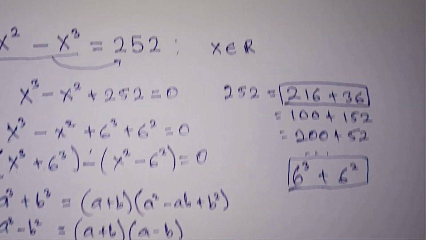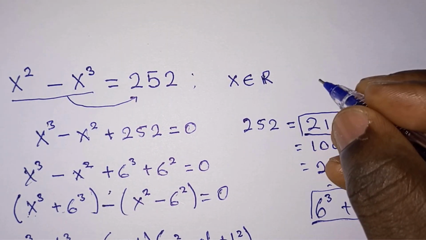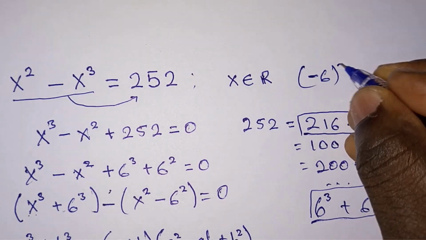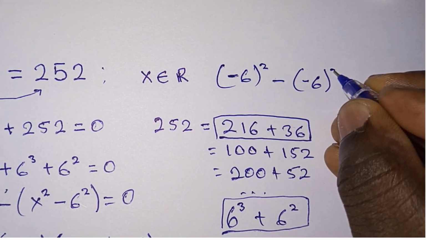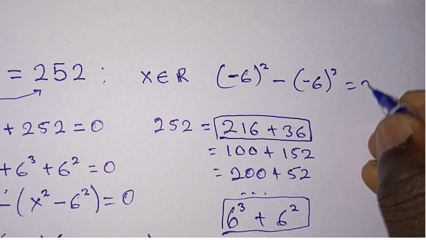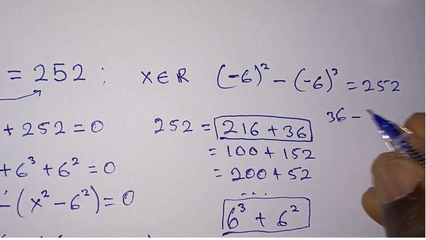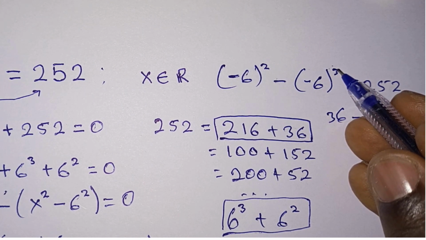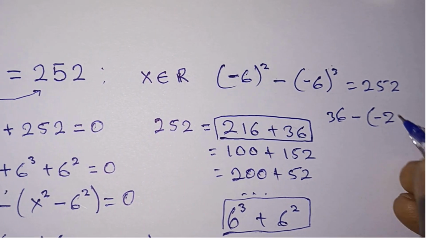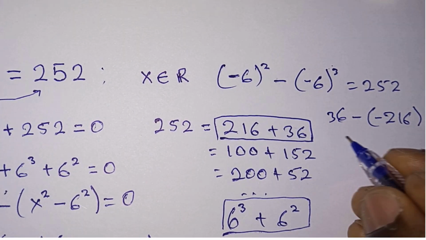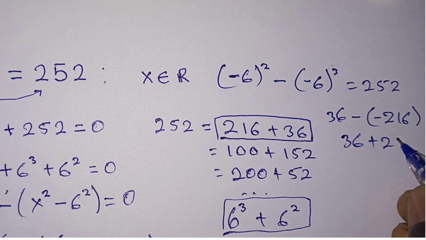So let's go ahead and then put negative 6 into the original equation over here. So we have negative 6 to the second power minus negative 6 to the third power. And this must be 252. Negative 6 squared is 36 minus, because the power over here is an odd number, it means we will still be getting a negative answer. So we will have negative 216. Negative negative automatically becomes positive. So we will have 36 plus 216.